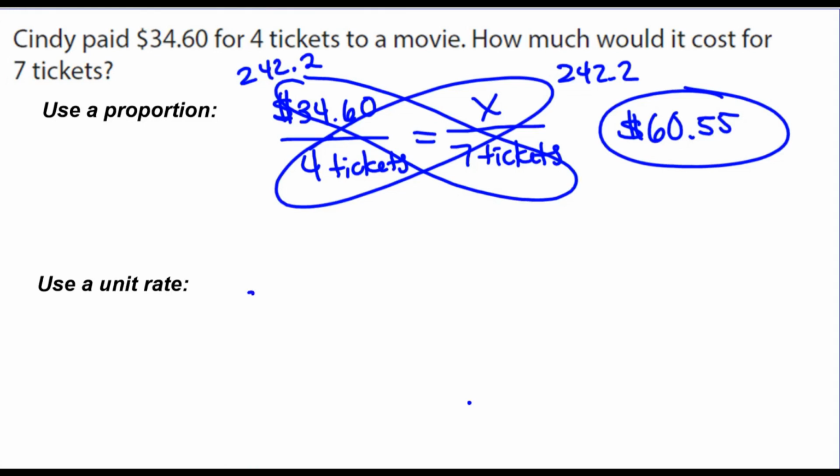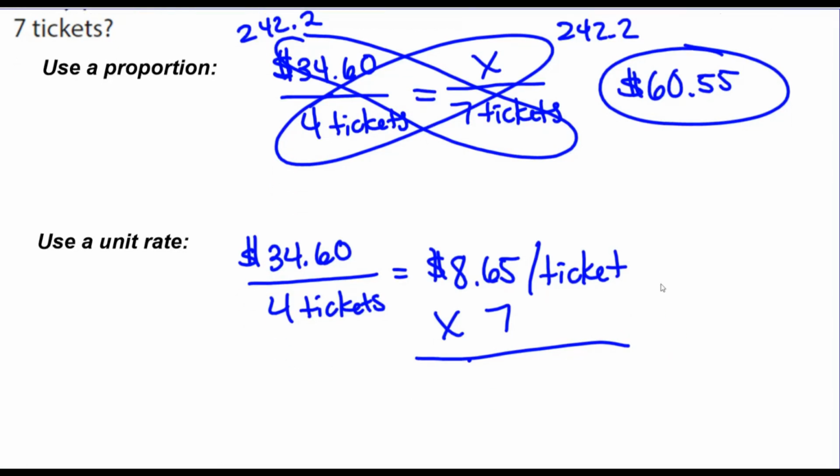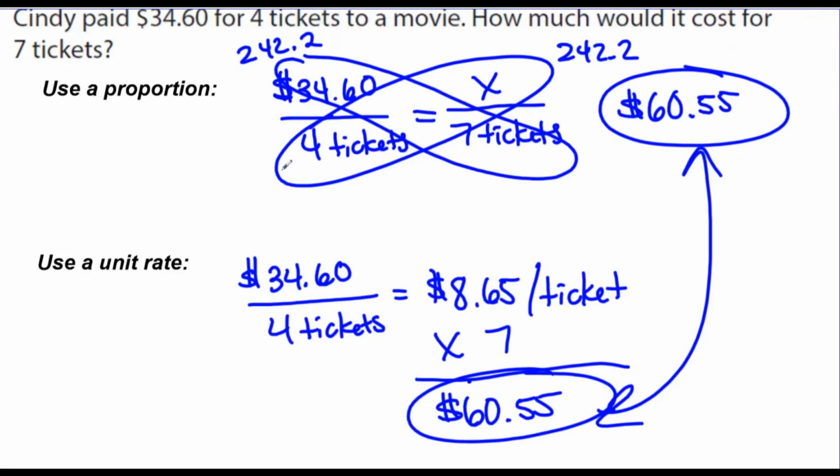Or I can use that unit rate. How much does it cost for just 1 ticket? If it's $34.60 for 4 tickets, that's a unit rate of $8.65 per ticket. Now I can use that unit rate to scale that up to 7 tickets. So if I take $8.65 times 7, I get $60.55 for 7 tickets. So again, same solution, 2 different strategies to do that, using proportions or using unit rates.